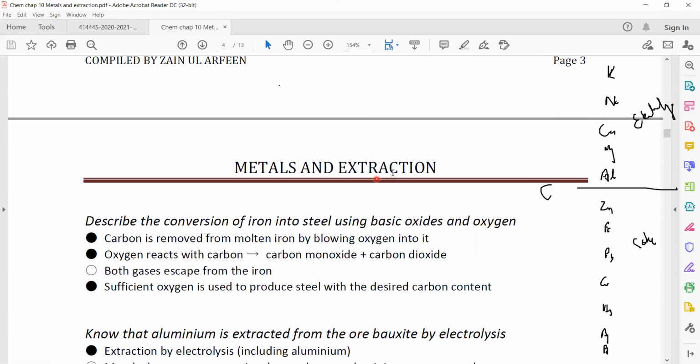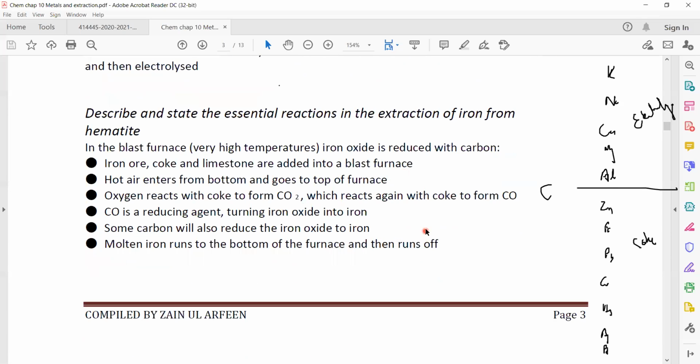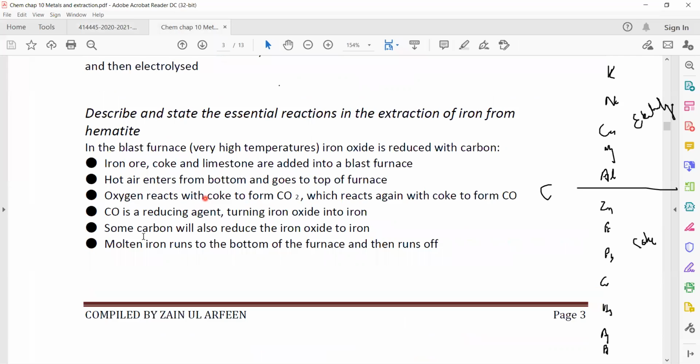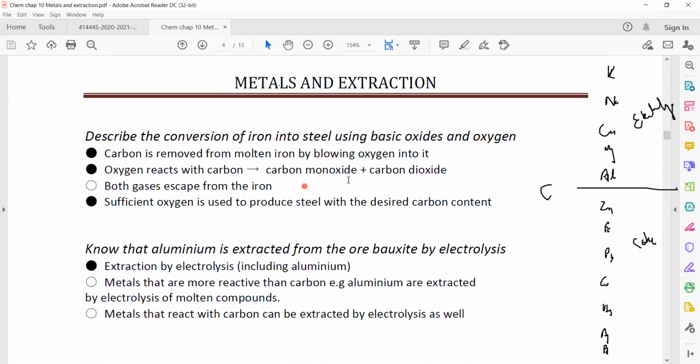But the iron which we extract from the blast furnace is not pure iron. Why? Because it contains unreacted carbon as well. Describe the conversion of iron into steel using a basic oxide. So that basic oxide is calcium oxide, and oxygen. So how do we convert iron into steel?